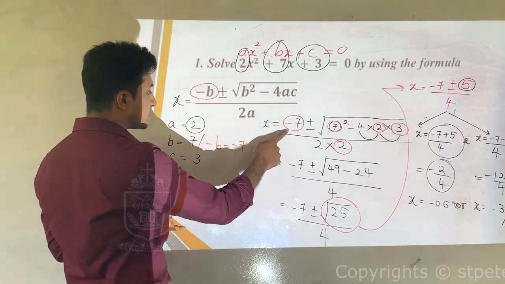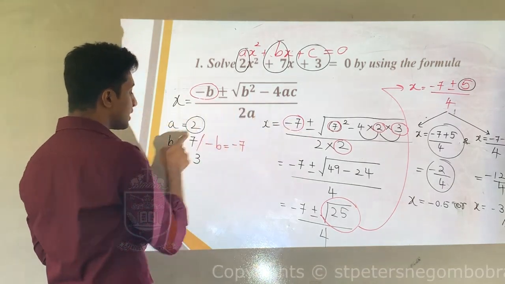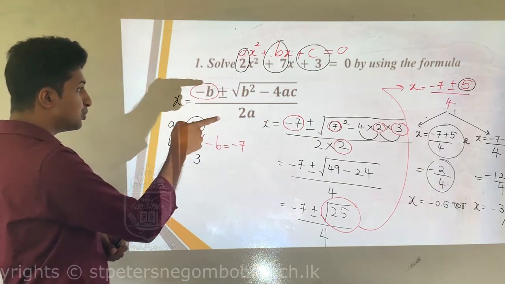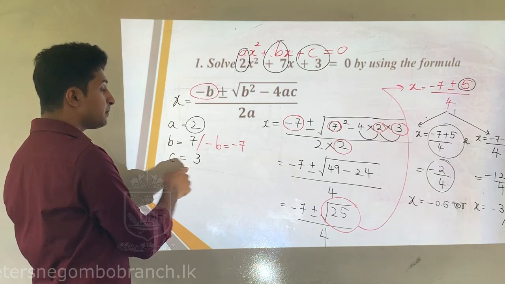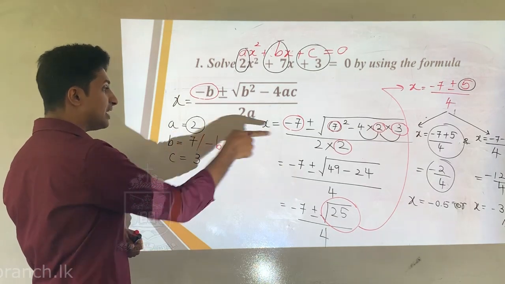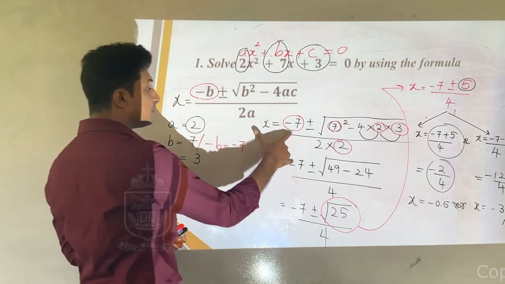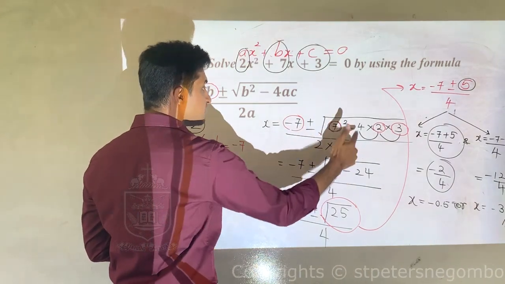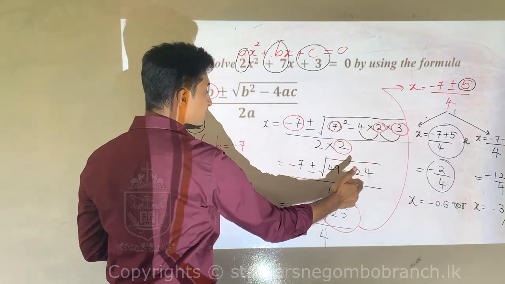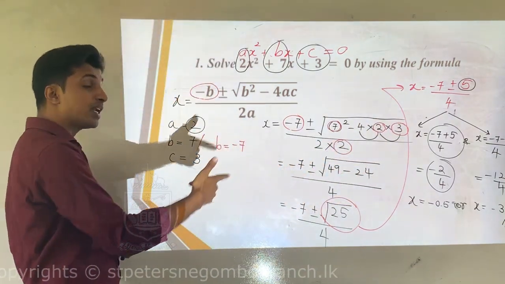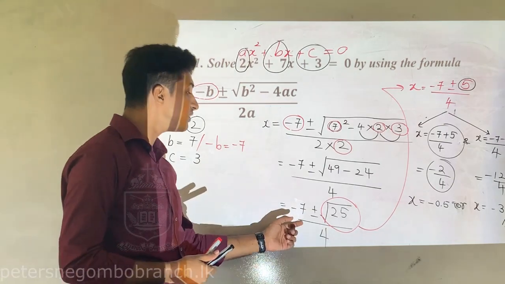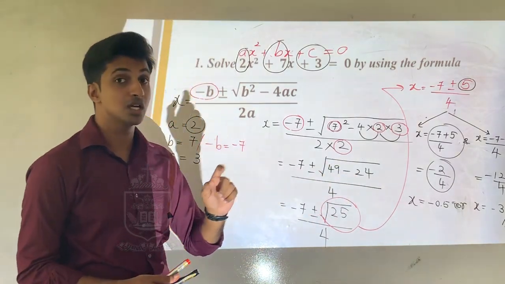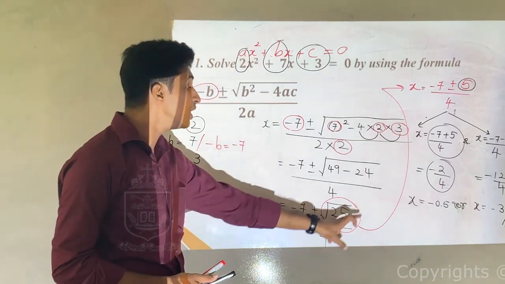Minus b value, minus 7, plus or minus b squared, that is 7 squared, minus 4 into a is 2, into c is 3, divided by 2 into a value is 2. Substituted. Then minus 7 plus or minus 7 squared is 49, minus 4 times 2 is 8, 8 times 3 is 24, divided by 2 times 2, that is 4. Then minus 7 plus or minus 49 minus 24 is 25 over 4.